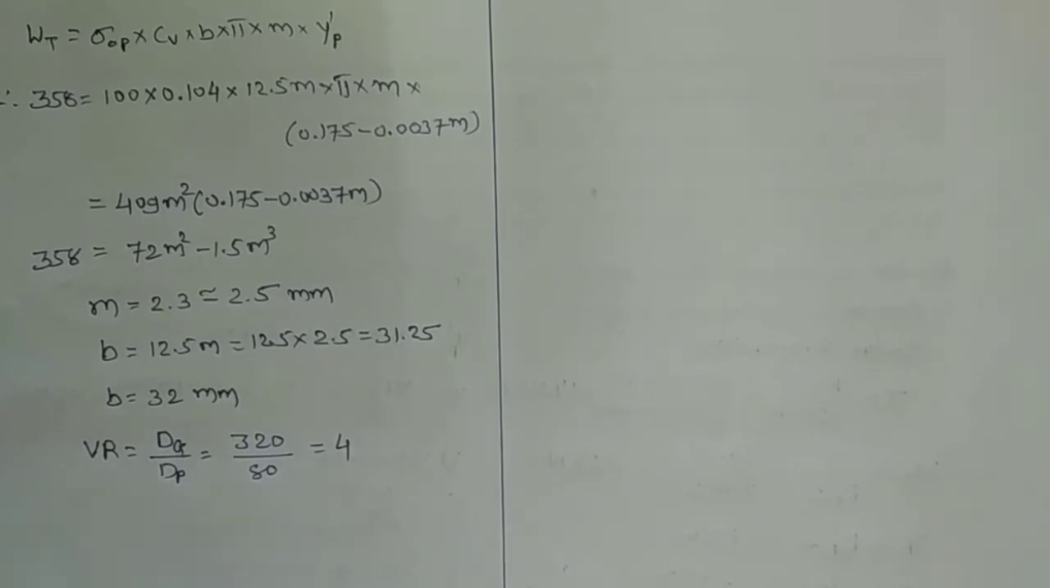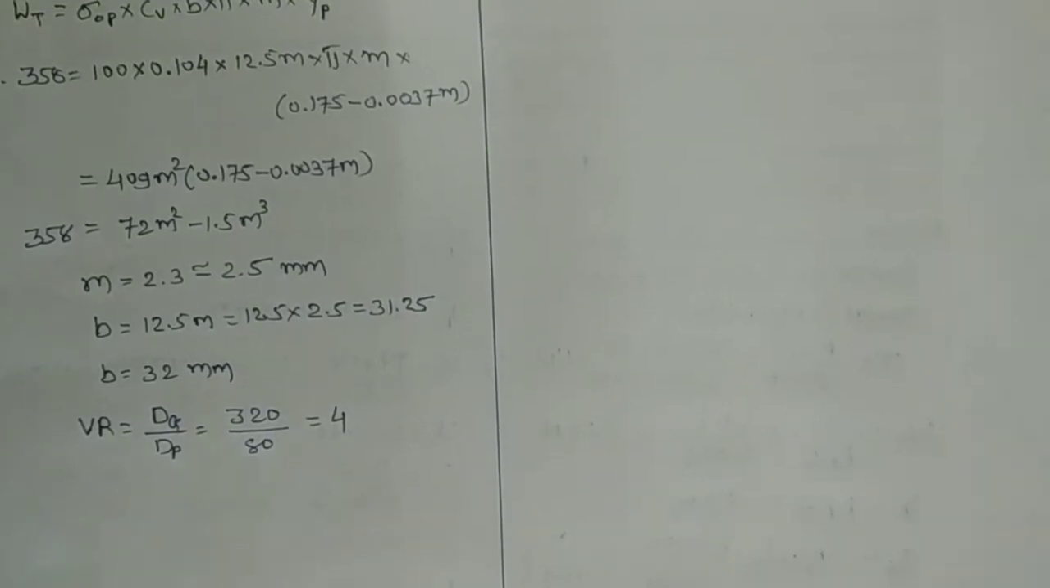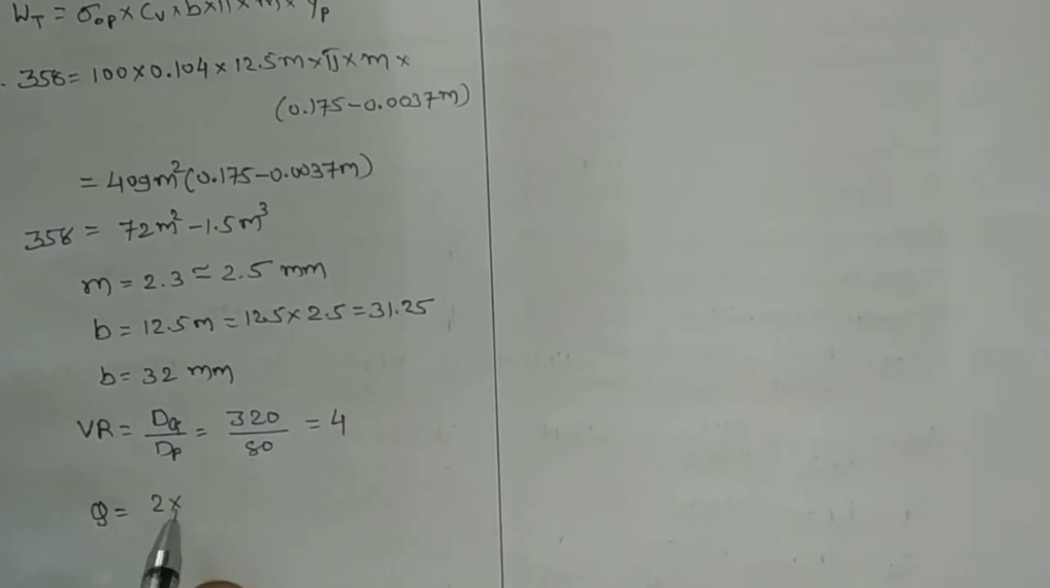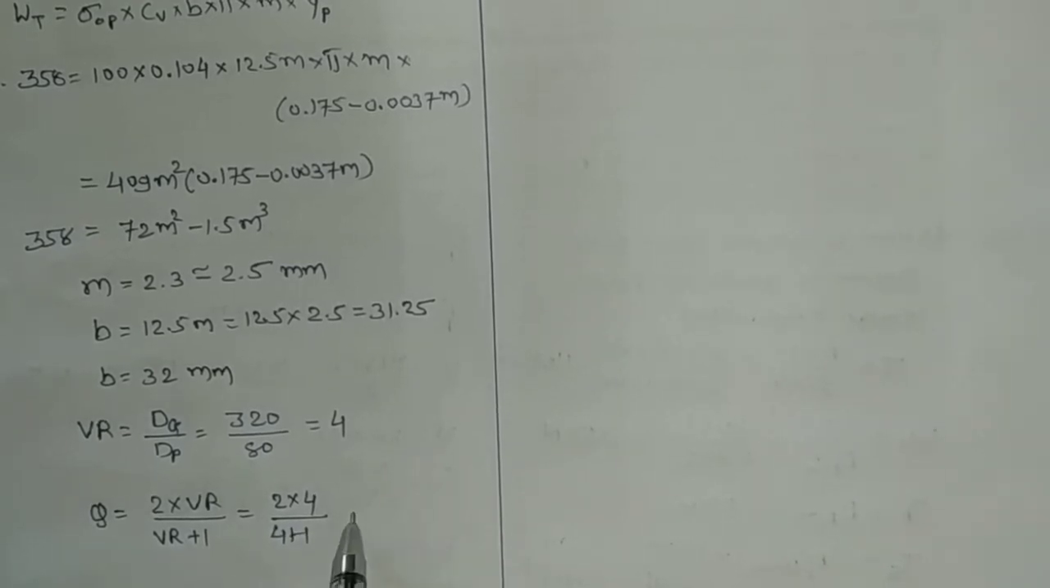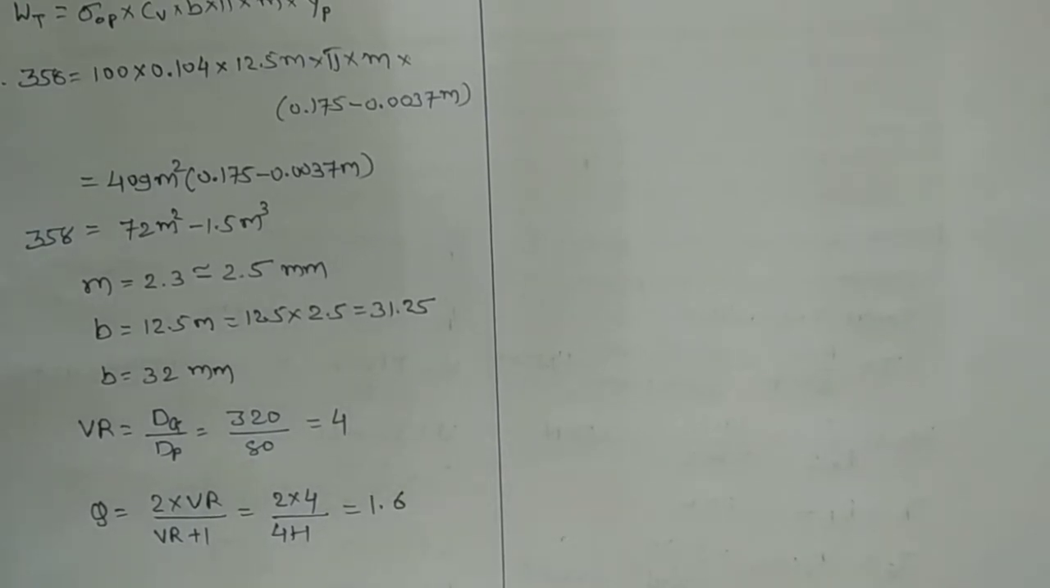Now ratio factor Q. Find out the value of ratio factor Q. So Q is equal to 2 into VR by VR plus 1. So 2 into 4 divided by 4 plus 1. So ratio factor is equal to 1.6.